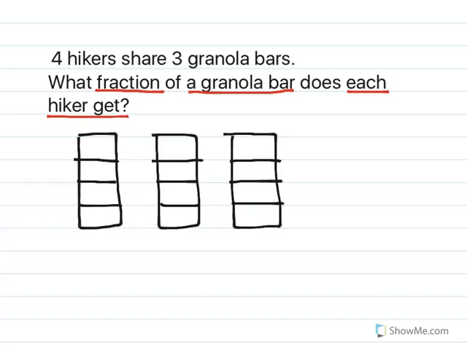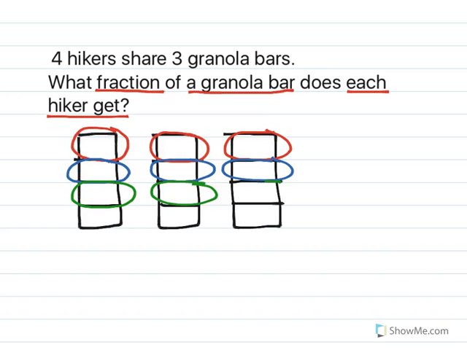Now for this part, if you have the colors, please use them since we're going to use them to show what part of each granola bar that each hiker gets. So the first hiker would get a piece of this granola bar, a piece of this granola bar, and a piece of that one. The next hiker would get this piece, and this piece. The third hiker would get a piece here, a piece here, and a piece here. And the fourth hiker would get 1 piece from each.